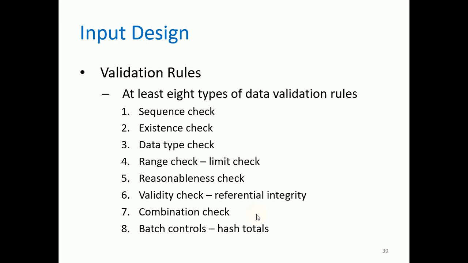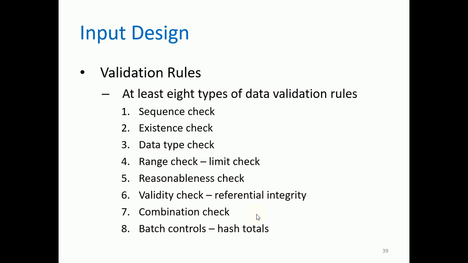So we have validation rules for input design, at least eight types of data validation rules that exist. We have the sequence check. For example, a password is already an example of a sequence check. And then an existence check: you have to make sure that the fields are mandatory. You cannot leave the form or the input field blank. So that is the existence check.